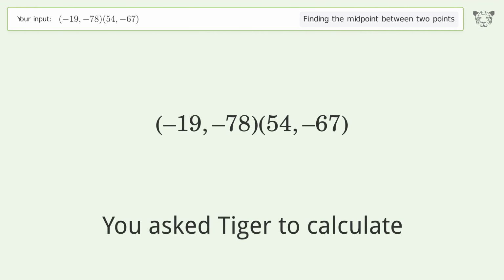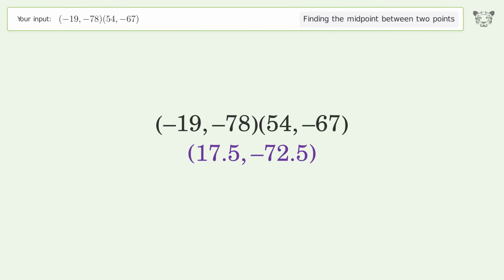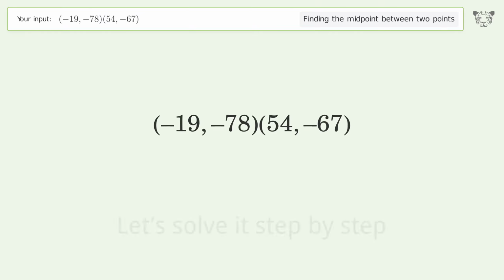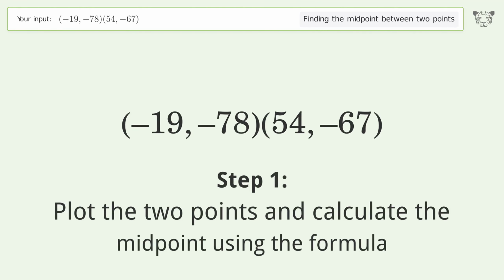You ask Tiger to calculate. This deals with finding the midpoint between 2 points. The midpoint between the 2 points is 17.5, negative 72.5. Let's solve it step by step. Plot the 2 points and calculate the midpoint using the formula.